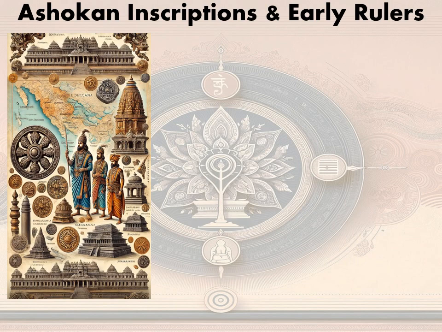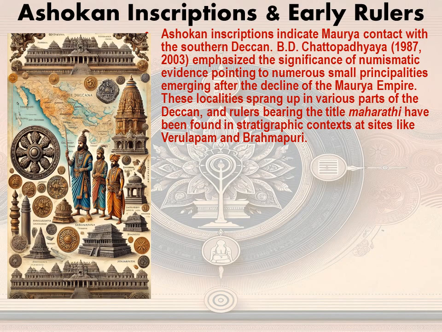Ashokan inscriptions and the early rulers. Here we are going to know about how they are referred to in the Ashokan inscriptions. The Ashokan inscriptions indicate Maurya contact with the southern Deccan, according to B.D. Chattopadhyay, who emphasized the significance of numismatic evidence, pointing to numerous small principalities emerging after the decline of the Mauryan Empire.